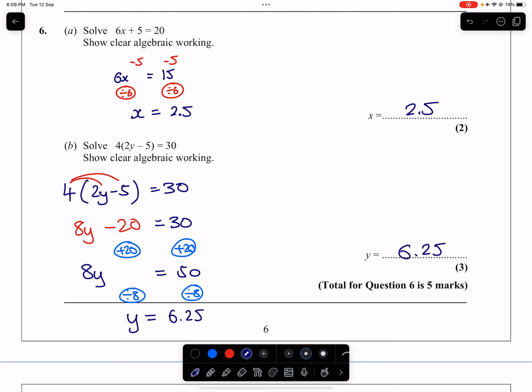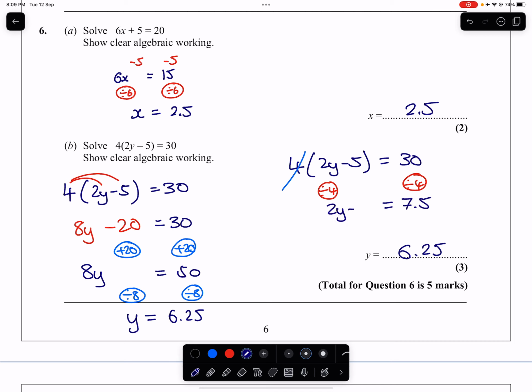Now there is another way of doing this. Technically, because there's not much else going on in this question as far as other brackets and stuff goes, no adding and subtracting, nothing too much going on the right hand side, you could actually divide both sides by 4 at the very beginning. If you do that, you're basically cancelling that 4 on the left hand side. 30 divided by 4 will give you 7.5.